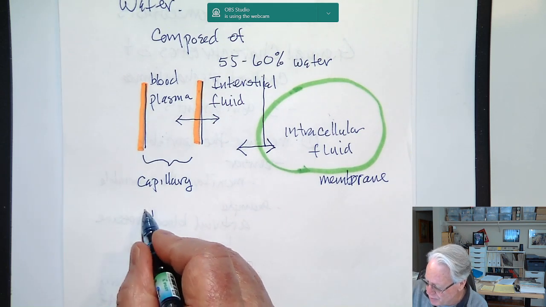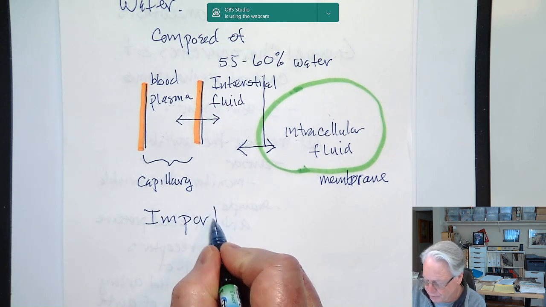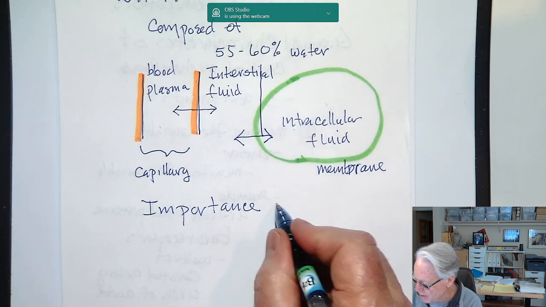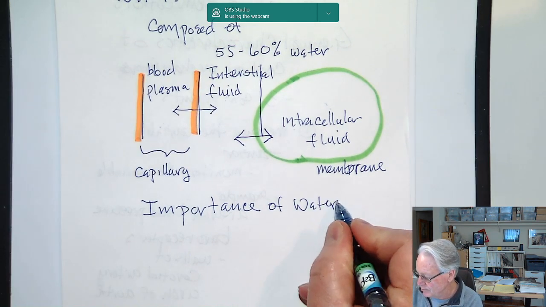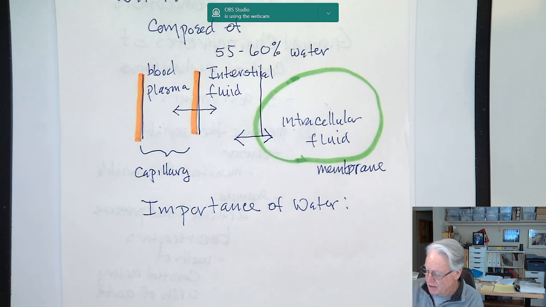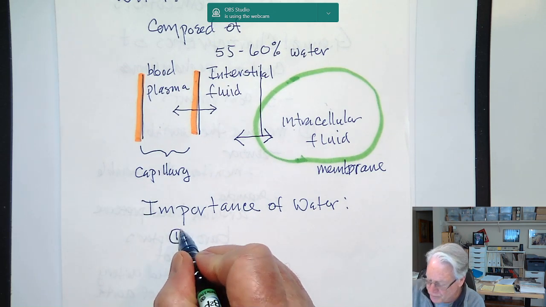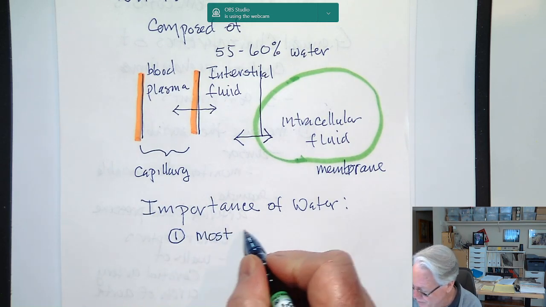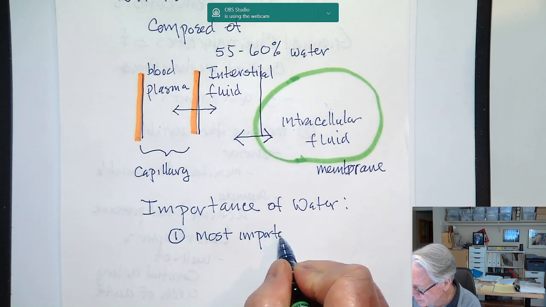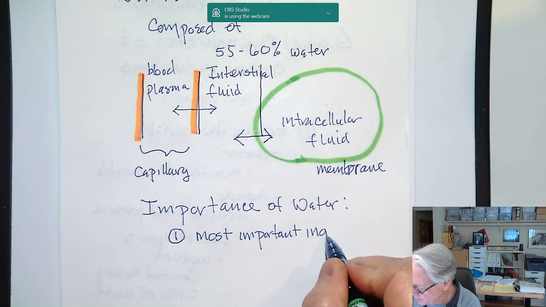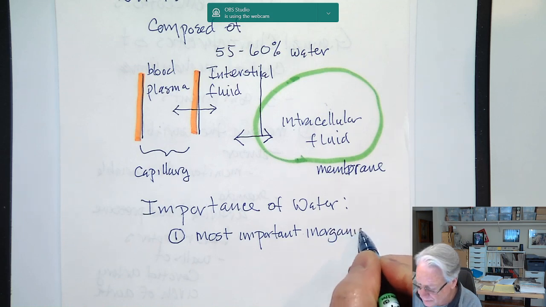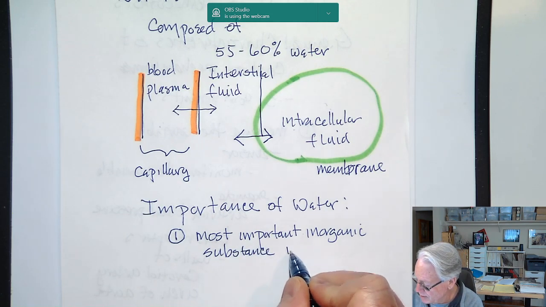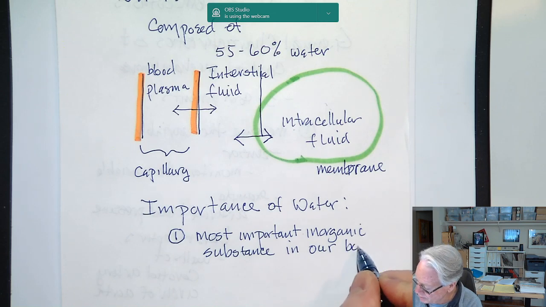So let's make a list of why water is important. The importance of water. What kinds of things does it do for us? There's a couple things. First of all, just some fun facts. Water is the most important inorganic substance in our body.